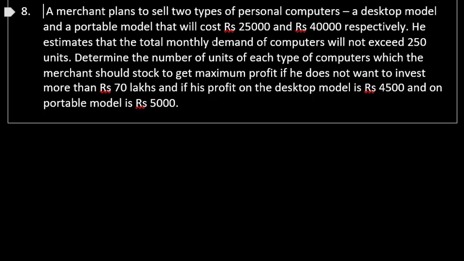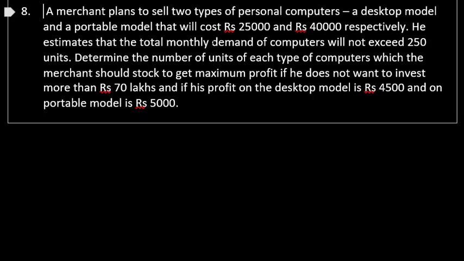Total computers, two types of computer, desktop model and portable model. So x plus y, if I consider x is the number of desktop models and y the number of portable models, then x plus y should be less than or equal to 250. Profit is 4,500 and 5,000, so 4,500x plus 5,000y. This is my profit that I have to maximize. So again you can do this problem. Okay, all the problems are simple, a little lengthy, right?